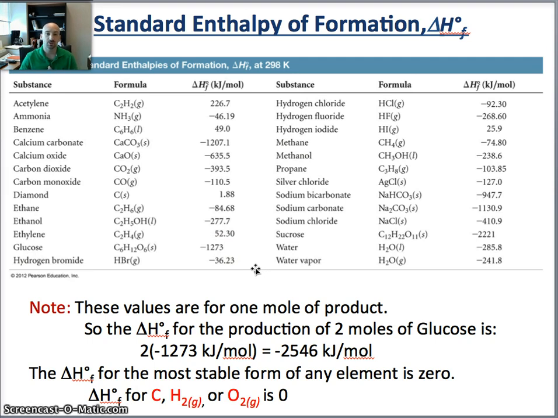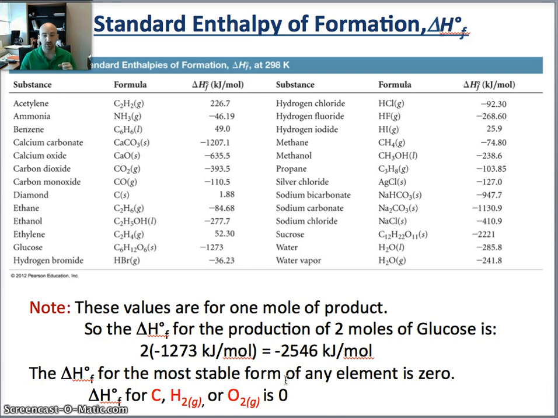What you need to notice though is that the values given in this table are for only 1 mole of product, right? So this is 1 mole of glucose. 1 mole of glucose has a delta H naught F of about minus 1,273 kilojoules per mole. Okay, so that's the enthalpy of formation for 1 mole, but if it was 2 moles of glucose, we take 2 times minus 1,273. And so for 2 moles of glucose, it's minus 2,546 kilojoules.